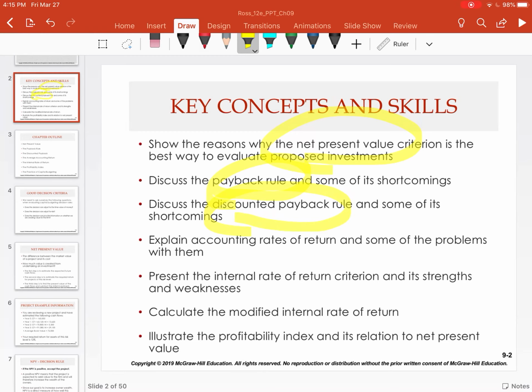And we won't really be talking about accounting rates of return. But we will be talking about internal rate of return and understanding what that's about, its strengths and weaknesses, as well as calculating the modified internal rate of return. So if you have some questions along the way, just email me and we can walk through this, okay?